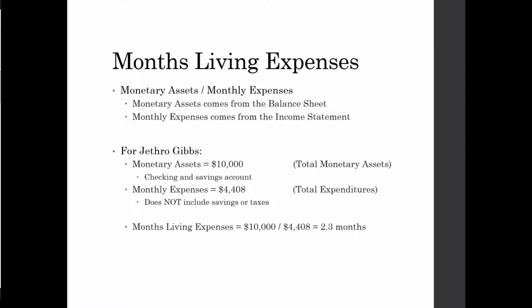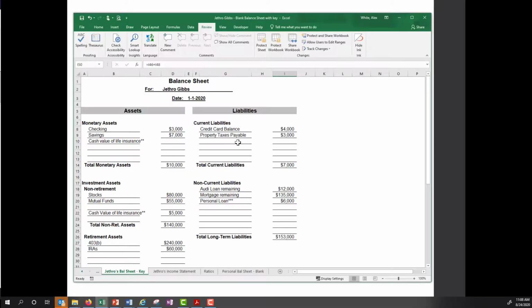So let's use the Jethro Gibbs example. To calculate this ratio, we're going to take the monetary assets, which come from the balance sheet, and you can see the total monetary assets for Jethro Gibbs is $10,000. So he has $3,000 in checking, $7,000 in savings, so he can put his hands on $10,000 of cash relatively quickly.